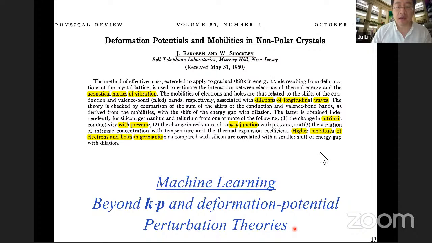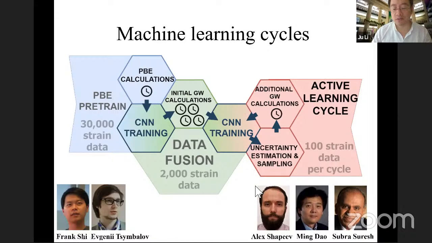And what is new is recently, in collaboration with Professor Alex Shapeev, Mingda Li and Suresh, my student Zhe Shi and Evgeny have used machine learning combined with DFT calculation to, we think for the first time, get an on-the-fly view of this constitutive relation between elastic strain and phononic and electronic band structure.